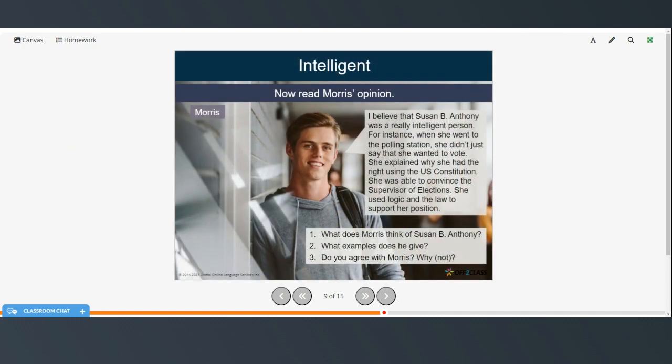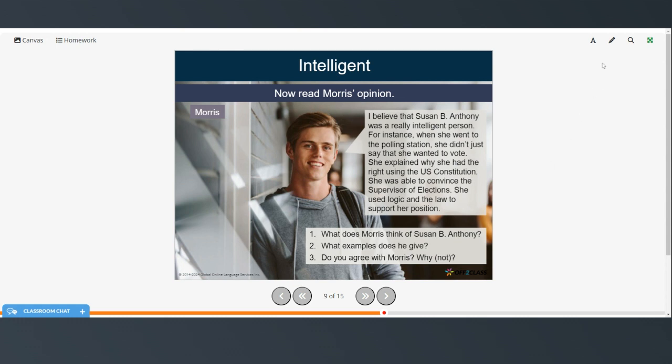Now we're going to read Morris's opinion. I believe that Susan B. Anthony was a really intelligent person. For instance, when she went to the polling station, she didn't just say that she wanted to vote. She explained why she had the right using the U.S. Constitution. She was able to convince the supervisor of elections. She used logic and the law to support her opinion.